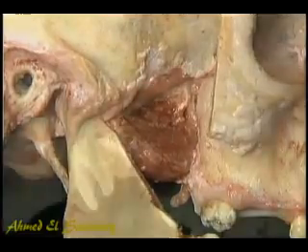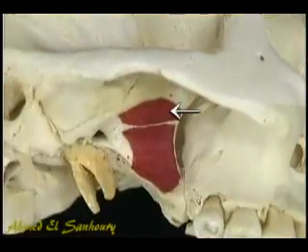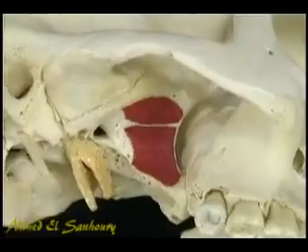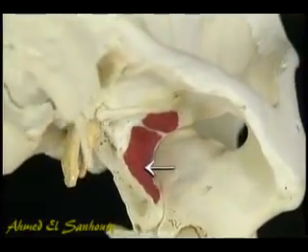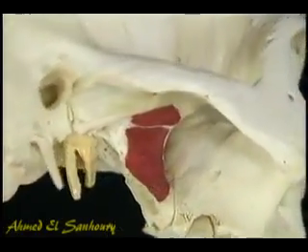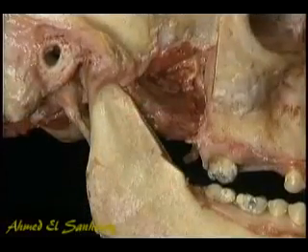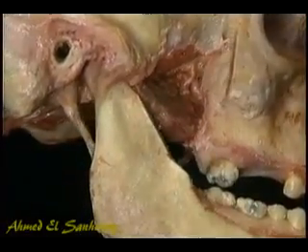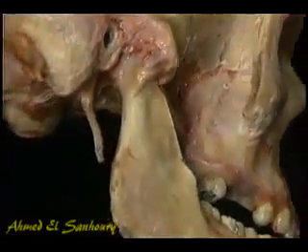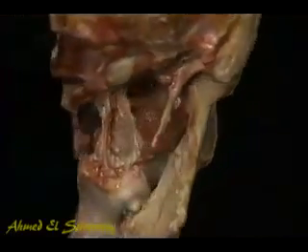The lateral pterygoid muscle arises partly from the underside of the greater wing of the sphenoid and partly from the lateral aspect of the lateral pterygoid plate. The fibers of the lateral pterygoid muscle run backward and a little laterally. We'll go round to a medial view to see where they go.